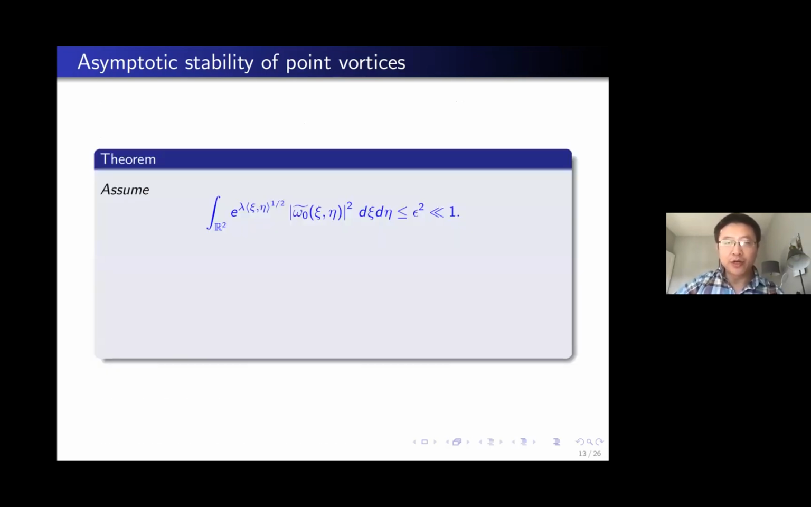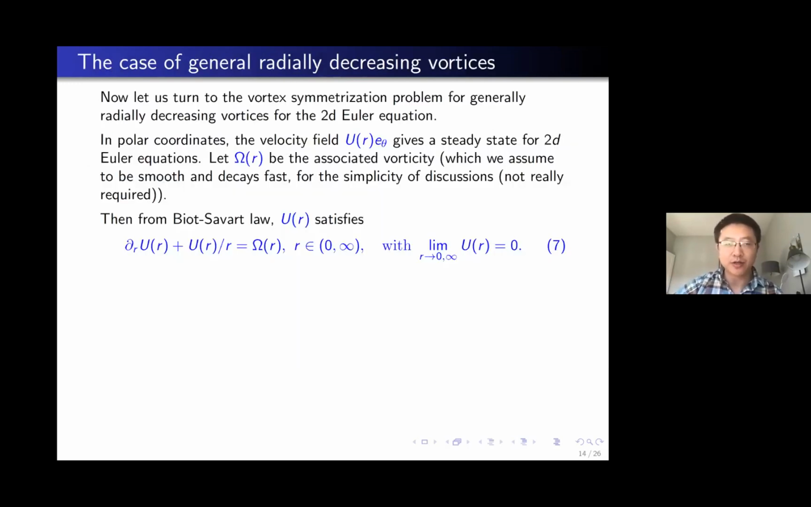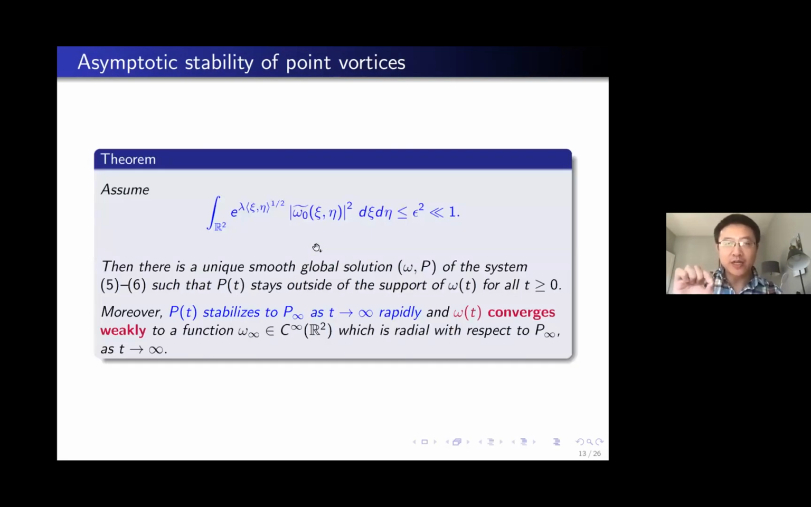Then we prove that if you assume that the perturbation is Gevrey 2 regular and the support is separated from the point vortex, then the point vortex will always stay separated from the perturbation. And moreover, the point vortex will stabilize extremely fast to a final position, and then the perturbation will symmetrize around this final position to a radial function, and the radial function is smooth. So again, you have the interesting feature that you start with a very smooth setup, a smooth perturbation, and you converge to a radial setup, which is also very smooth, but the convergence is extremely violent.